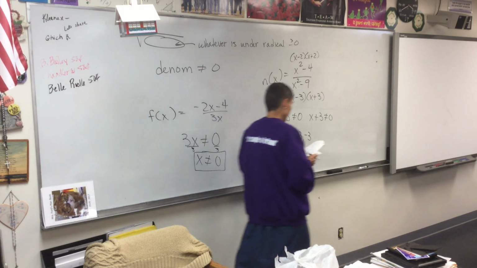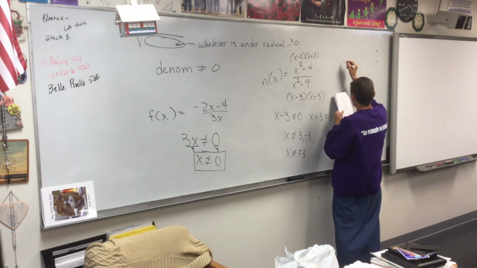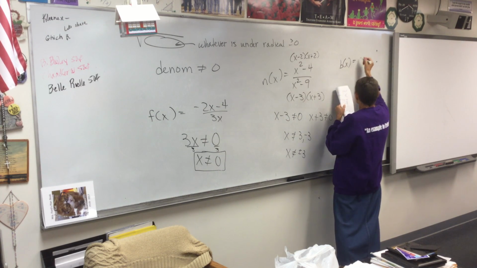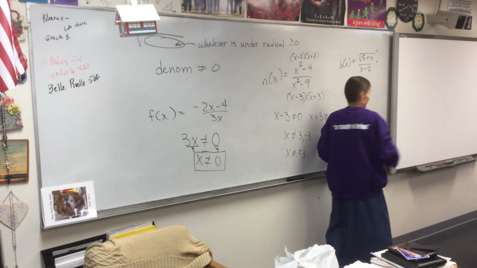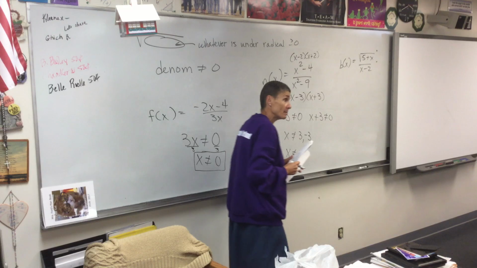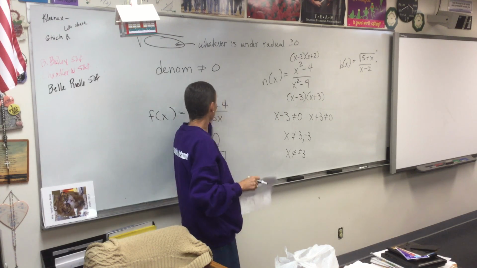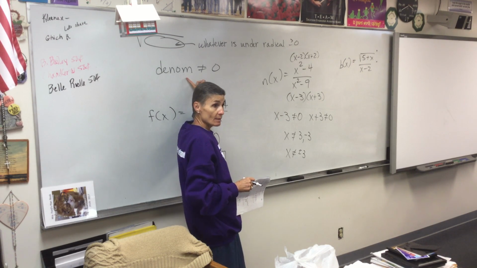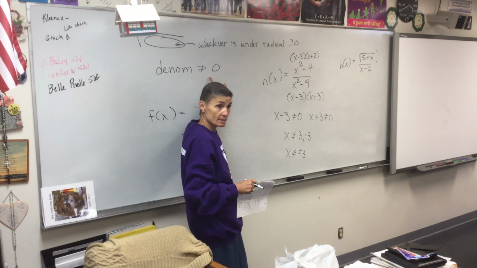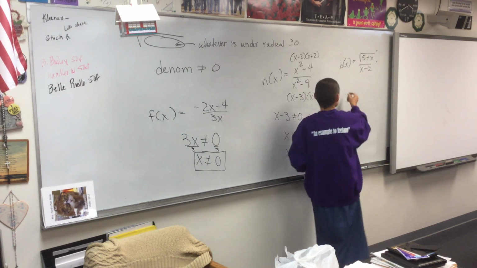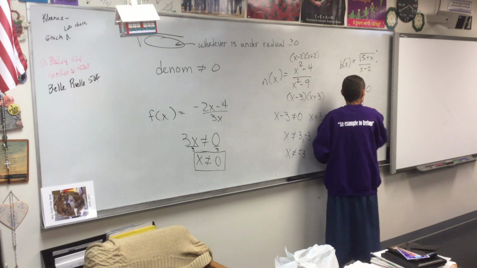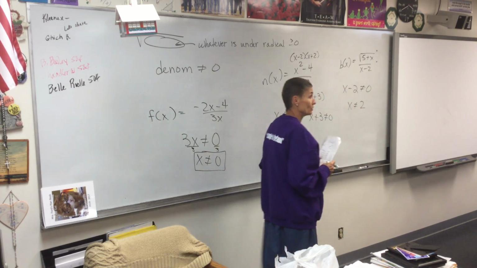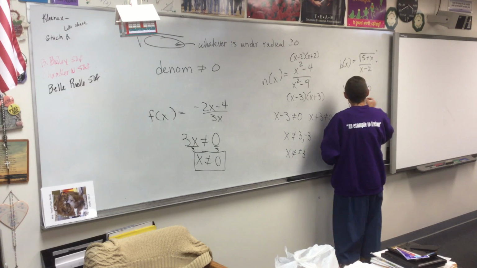Now, H. Now we have an issue. Two issues. First of all, we have a denominator. And what do we know about denominators? They cannot equal 0. So x minus 2 cannot equal 0, which means x can't equal 2. So that's part of my answer. I am not done though.